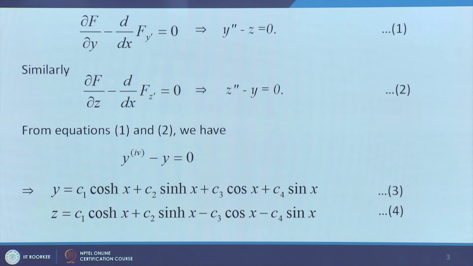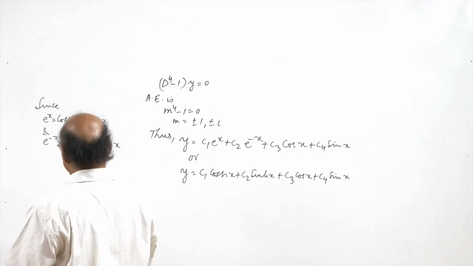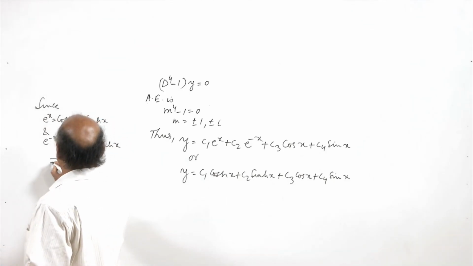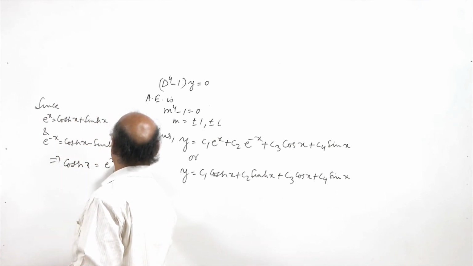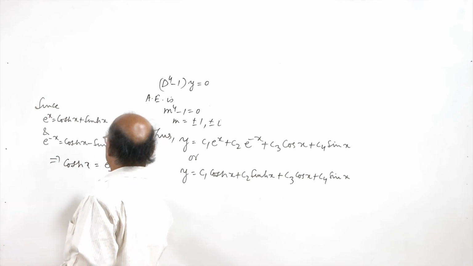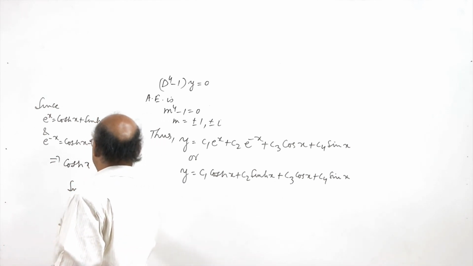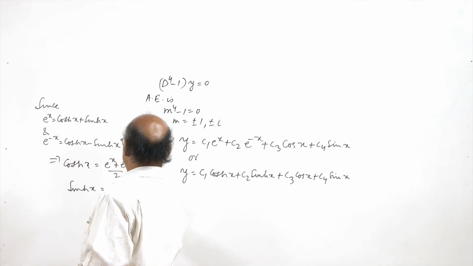So we have written the solution of this equation in terms of the hyperbolic cosine and sine functions: y equals c1 cosh x plus c2 sinh x plus c3 cos x plus c4 sin x, and y double dash is equal to z. So when we differentiate this twice, we can see that cosh x is (e to the power x plus e to the power minus x) by 2, and sinh x is (e to the power x minus e to the power minus x) by 2.